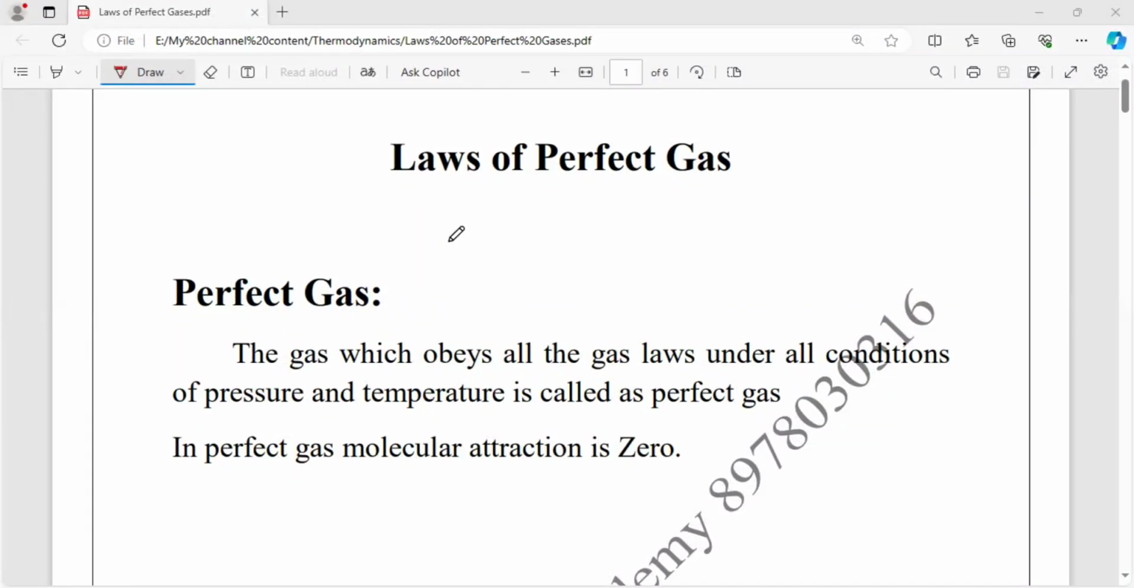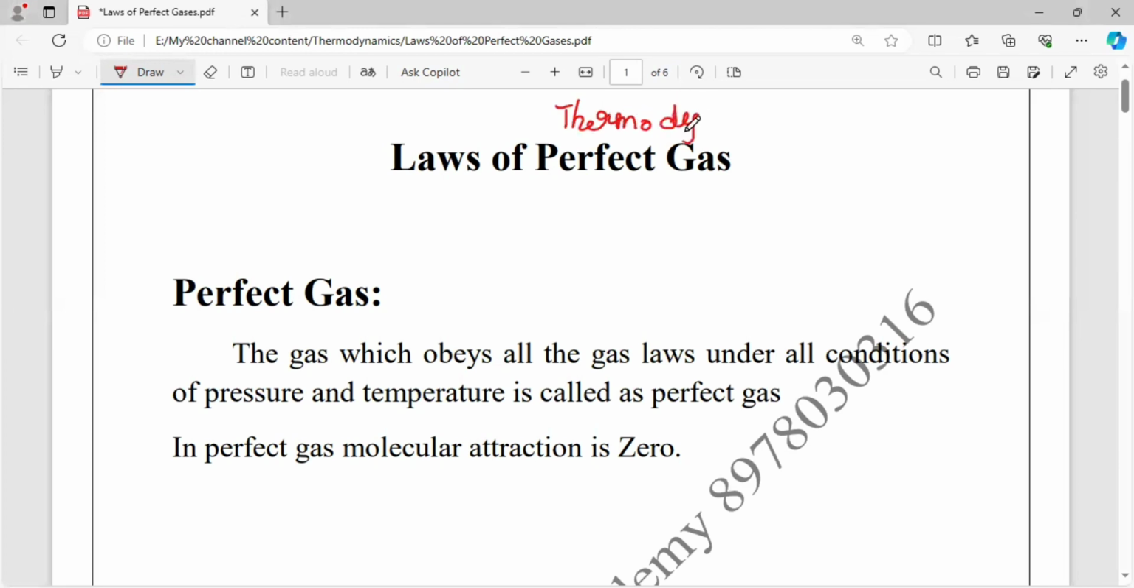Our channel completely deals with the GATE and ECET patterns. So, in this video, we are going to discuss the fundamentals in the thermodynamics subject.